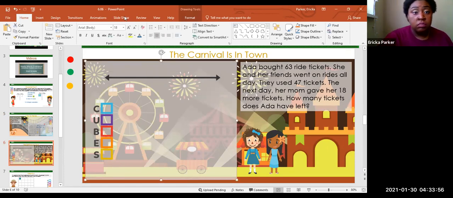Okay, so check it. Ada has how many? Ada had 63. She used how many? 47. All right, so what kind of problem is this? What are we doing?